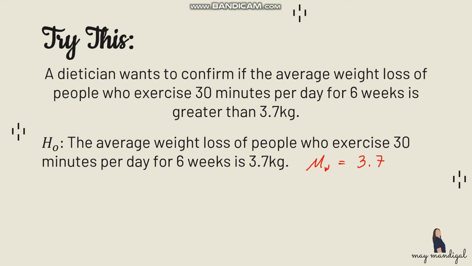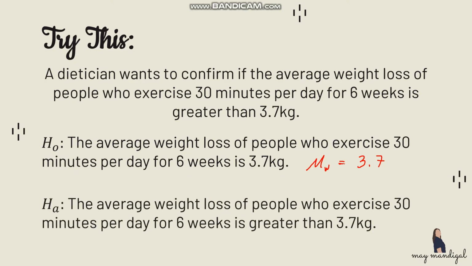And for our alternative hypothesis, we want to say that there's a difference, and that difference is that the average weight loss is greater than 3.7. So we just have to write it like this: the average weight loss of people who exercise 30 minutes per day for 6 weeks is greater than 3.7 kilograms. So this one is again a one-tailed test because, as you can see, we use the words greater than.